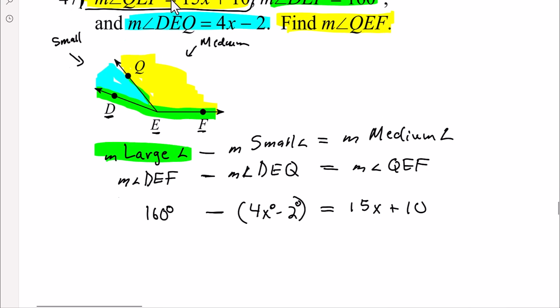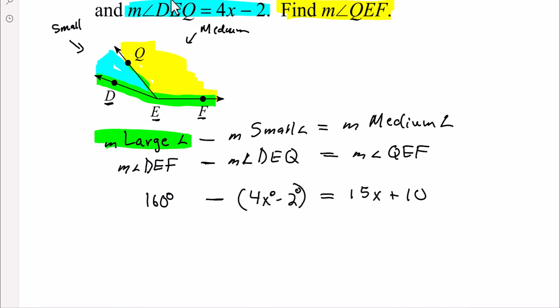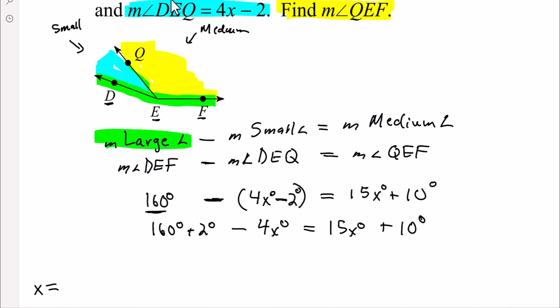So now we've got an equation. We're going to solve for x. We're going to figure out what x equals. And once we know what x equals, we can plug it back in there to figure out the measure of angle QEF. Okay, so we have 160 degrees, subtract, well, this is subtract a negative, so that's going to be the same as adding 2 degrees. And then we're subtracting 4x in degrees. By the way, I should have done this, because these are angles that we're talking about. So 160 plus 2 is 162 degrees.